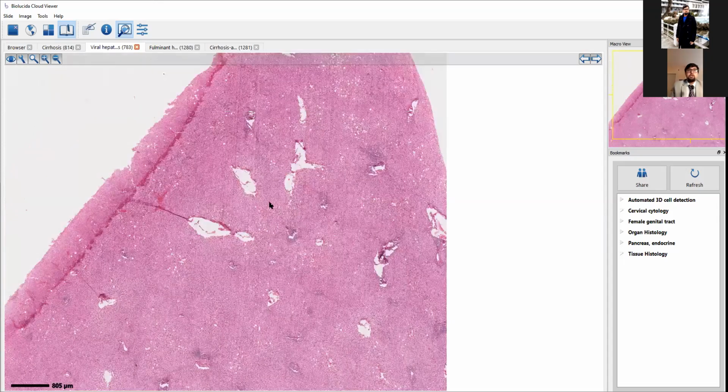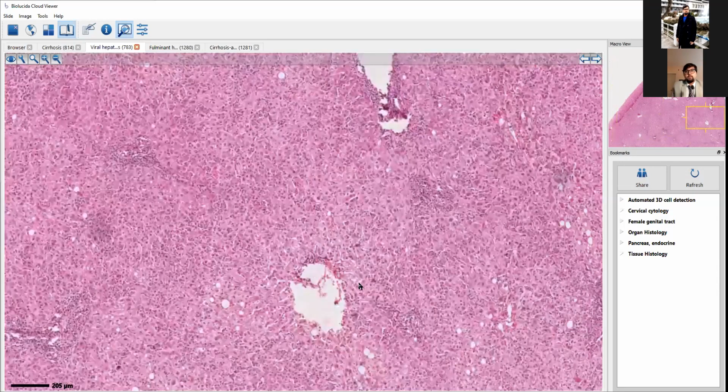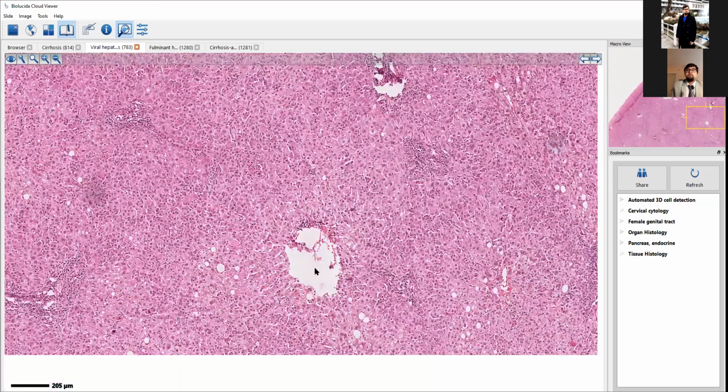So what do I do? I go to these areas which have some kind of central veins. Now the problem here is that this central vein is completely damaged. This is damaged. This is damaged. So this looks more or less circular. So let's go down there. So I go down there. What do I see?